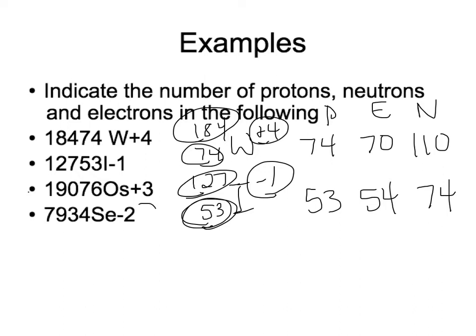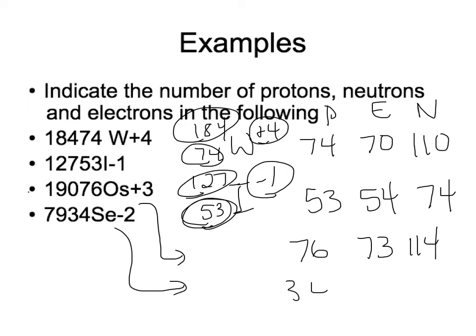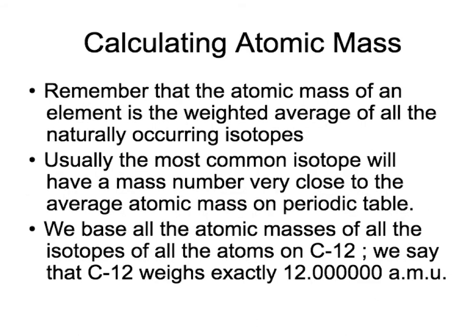Okay, for osmium plus 3, there would be 76 protons, 73 electrons and 114 neutrons. For Se minus 2, 34 protons, 36 electrons, because of that minus 2 charge, and 45 neutrons. Try those out yourself. All right, last thing we're going to do is calculate atomic mass.